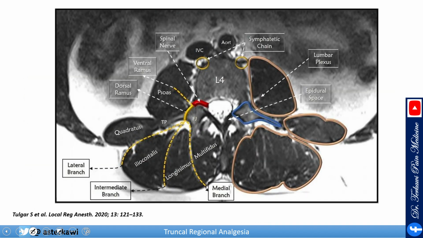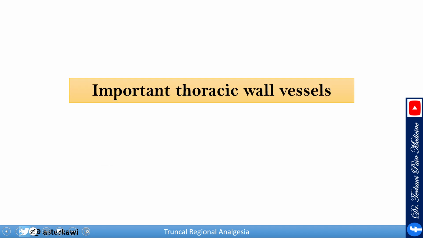This is an axial cut just to briefly show you. This is all the erector spinae muscle. It has the multifidus underneath it, although it's not part of the erector spinae. Then these are the erector spinae muscle. Then here you have the QL, quadratus lumborum, and here the psoas muscle. Now let's talk about thoracic wall vessels, some important thoracic wall vessels.